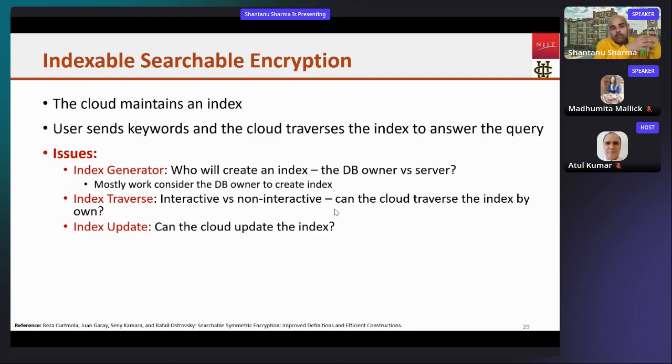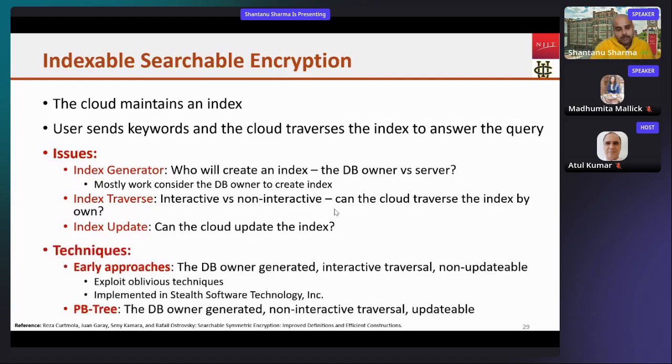So if the user downloads the entire index and rebuilds it, it will cause significant problems at the database owner side. Or if the cloud builds the entire index, then the cloud will know the underlying data. So how can we deal with this issue, so that the cloud can rebuild the index without knowing what is inside the database?